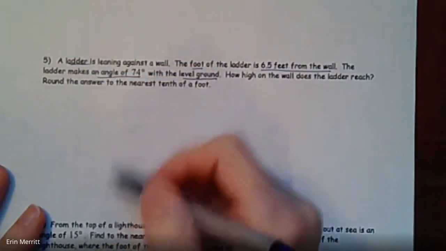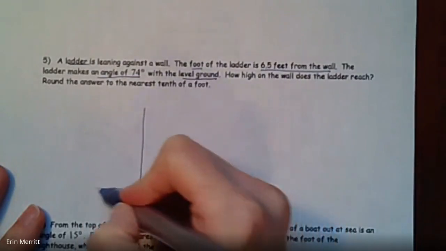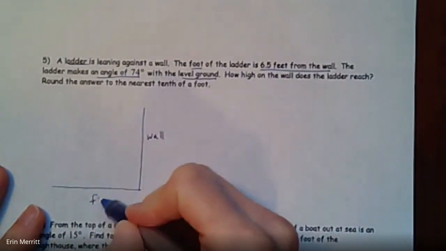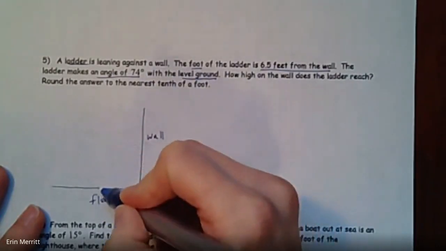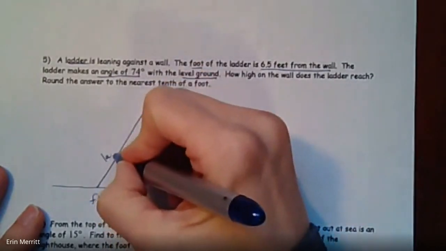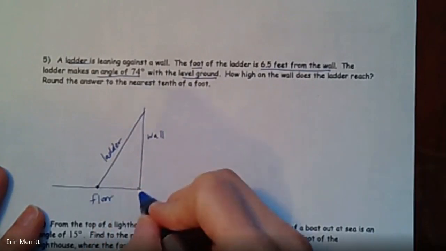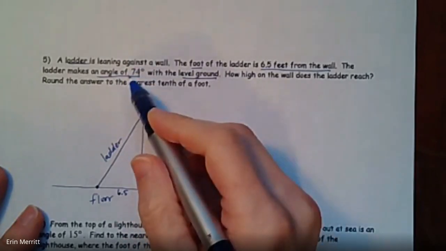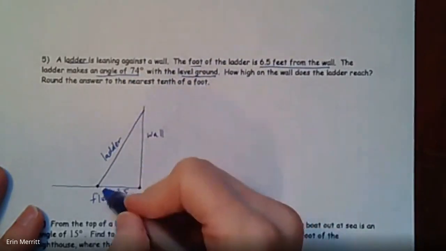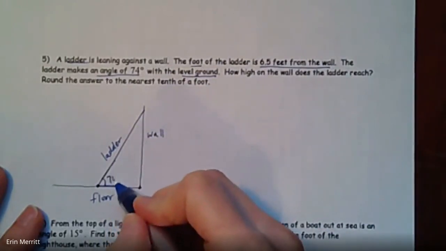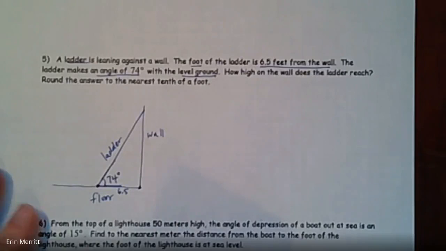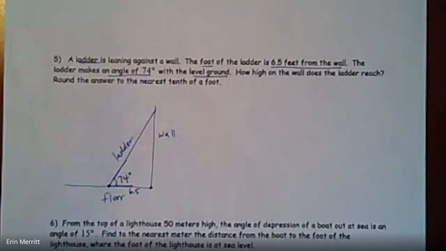So you have a ladder leaning against the wall. So here's my wall over here, and obviously this would be my floor. The ladder leaning against the wall, something like this. So here's my ladder. The foot of the ladder is 6.5 feet from the wall. So here's the foot of the ladder, or the base of it, 6.5 feet from the wall. And it makes an angle of 74 degrees with the level ground. All right, so the ladder and the ground, that angle, 74 degrees, which makes sense. If you've ever leaned a ladder against the wall, you don't want it to be super far away. It would be pretty close, and therefore it'd be a pretty steep angle.